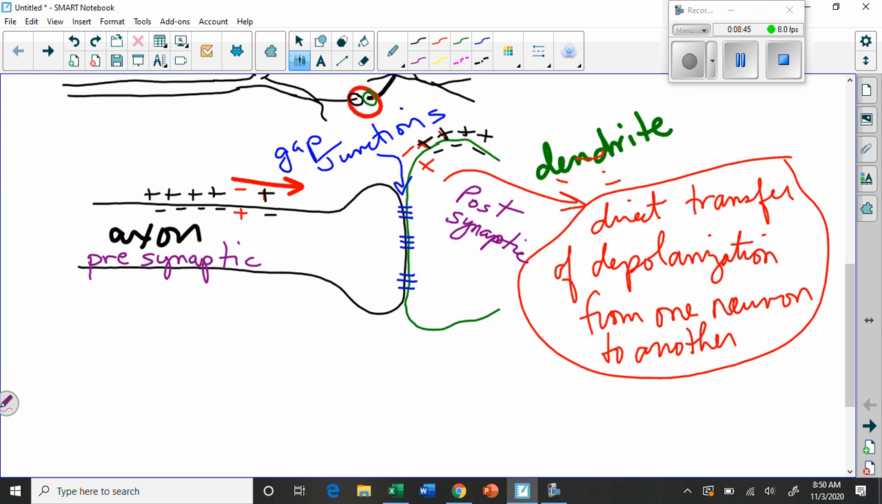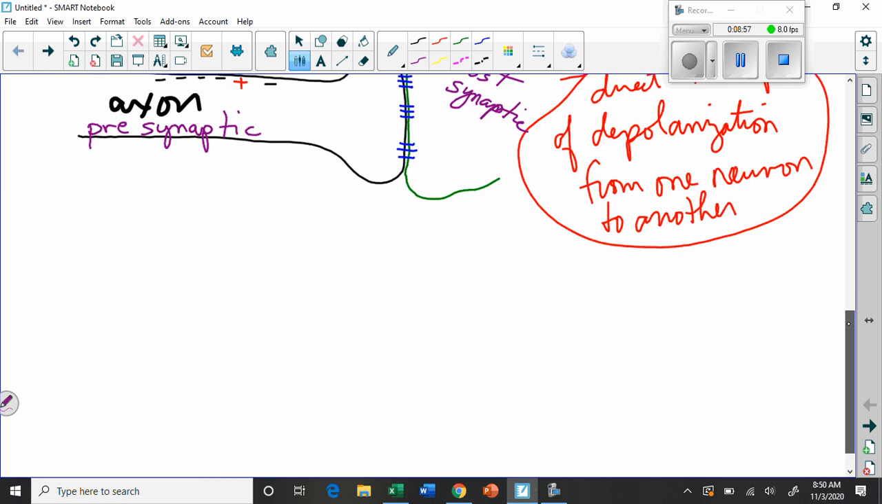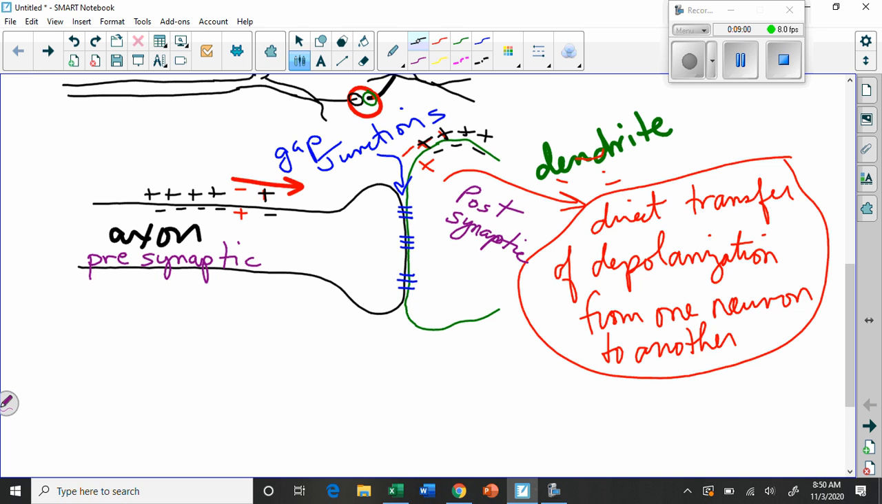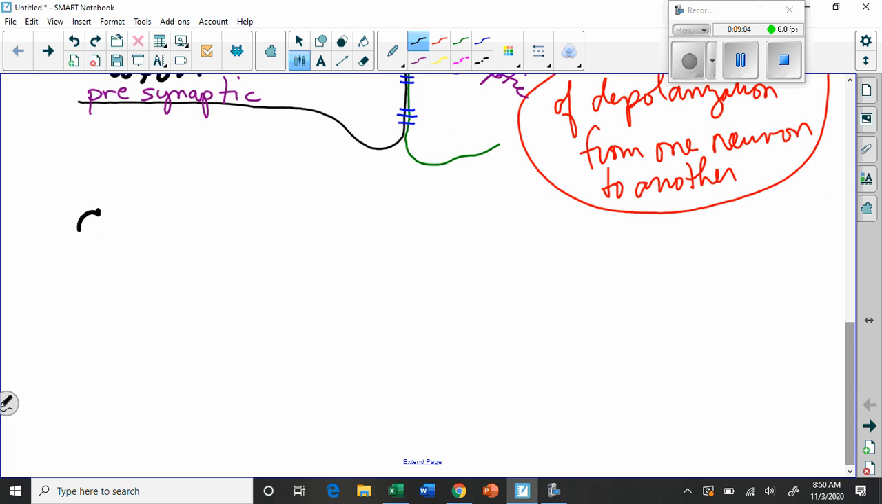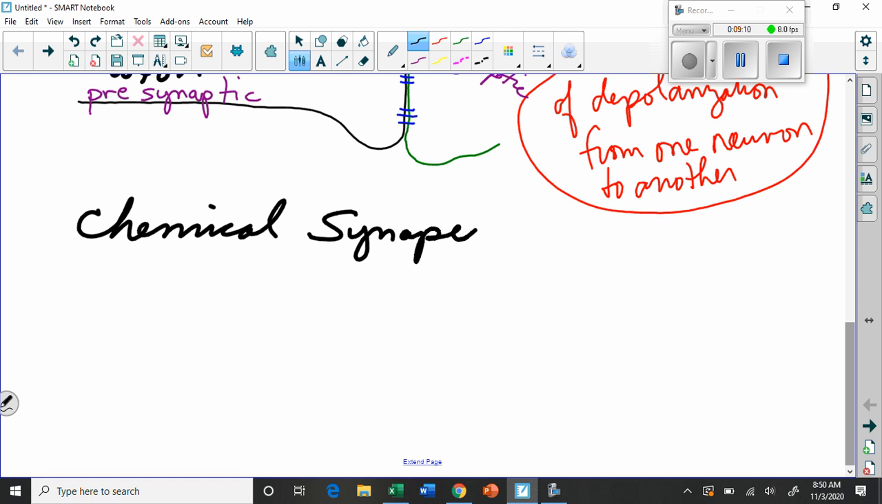Postsynaptic. We called it the axon and the dendrite, but pre and post is basically just talking about before and after, right? Okay, let's move on to the next type of chemical synapse. It's slightly different.